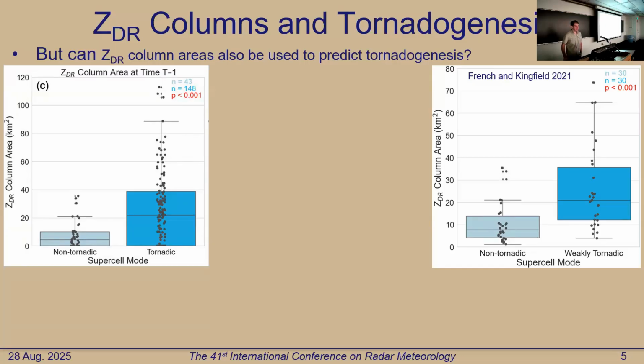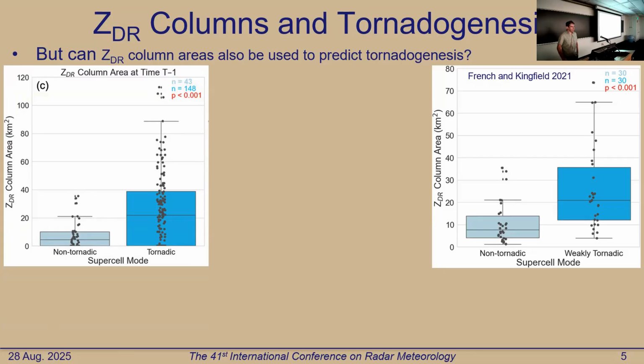And what we found was somewhat surprising in that the non-tornadic cases consistently had no ZDR column at all, or ones that had very small areas. And so you see that here on the left. And so we published it, and we kind of equivocated a lot and said, well, we're not making this grand proclamation that we can use this to predict tornadoes, and we left it be.